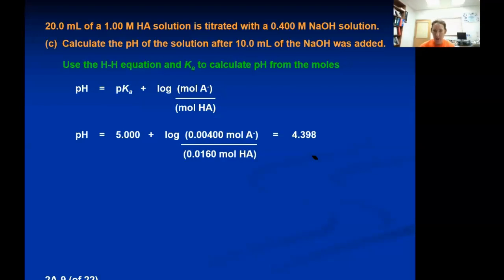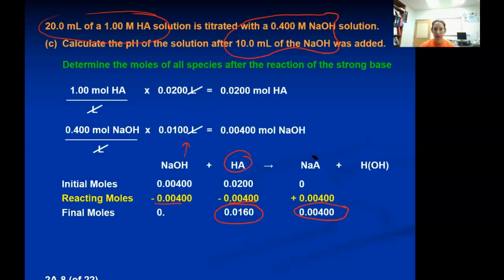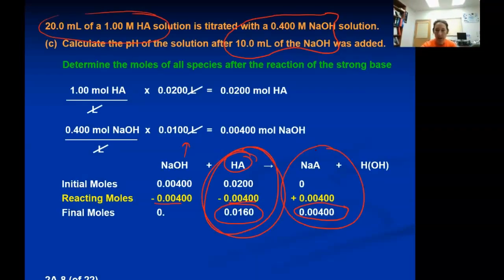And remember, the only time you can use Henderson-Hasselbalch is when you have a weak acid and its conjugate base, right? So I could have just written this like A minus. Think of this as HF and this as F minus. That's a buffer.